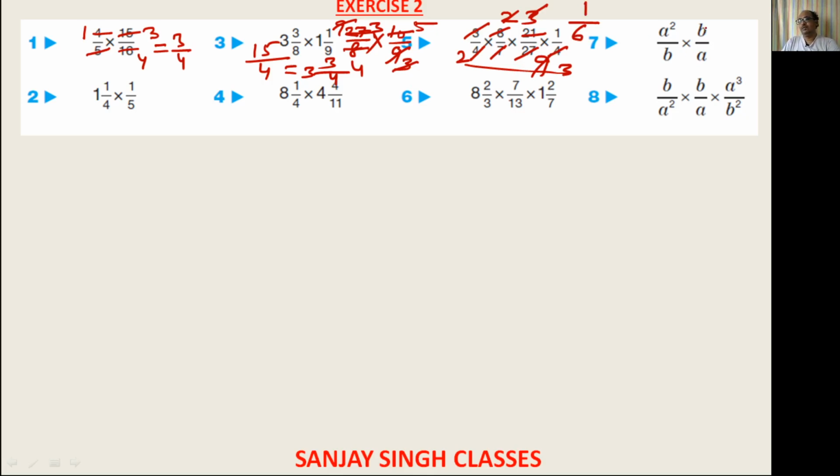Similarly, in this one, we can cancel the common term. b we can cancel with a, 1a will get cancelled, and our answer will become a. Here, we again need to convert into mixed fractions. 4 1s are 4 plus 1, 5. So 5 by 4 into 1 by 5, and you can cancel this 5 by 5, and you will get 1 by 4. For this one, let me utilize this space. 8 4s are 32, plus 1, 33 by 4 into, and this one will become what?